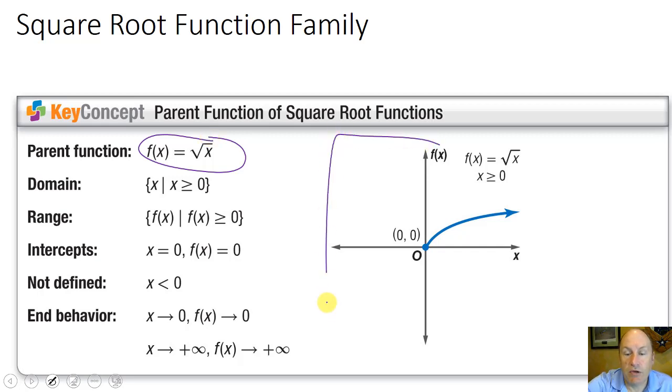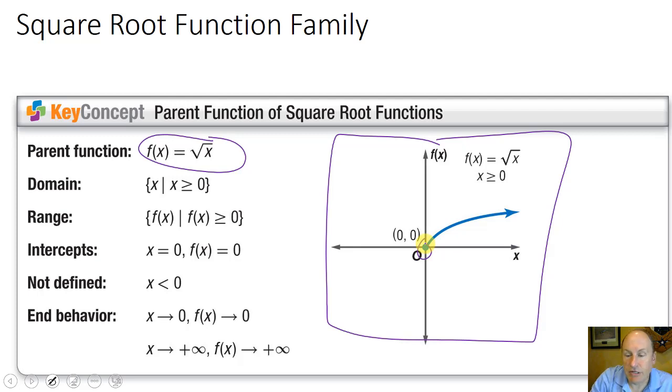And this is what the graph of that looks like. It starts at the origin, and because we can only take the square root of positive numbers in the real number system, the domain is only the positive values of x. So it's only everything to the right of the y-axis. The range is also going to be positive numbers. The square root of x itself is a quadrant 1 function.